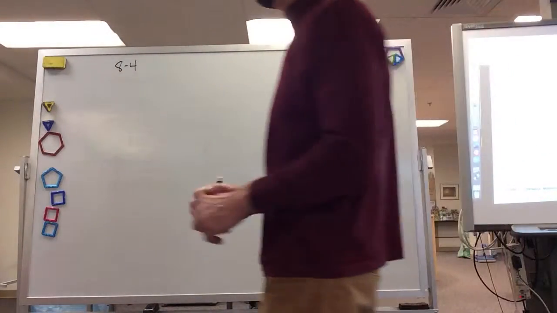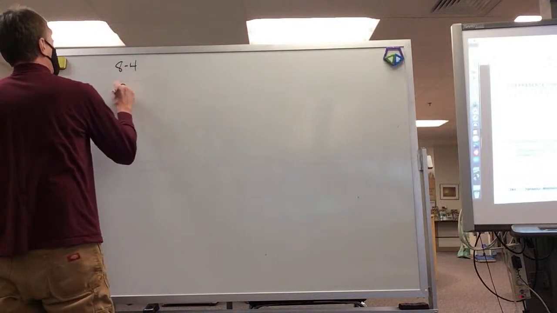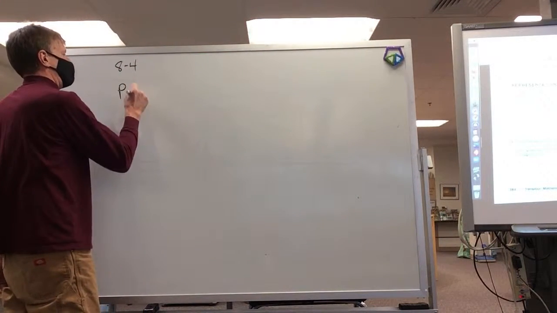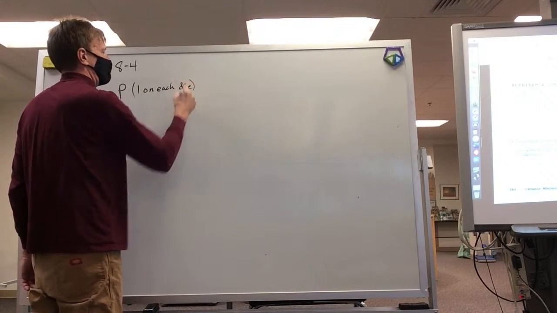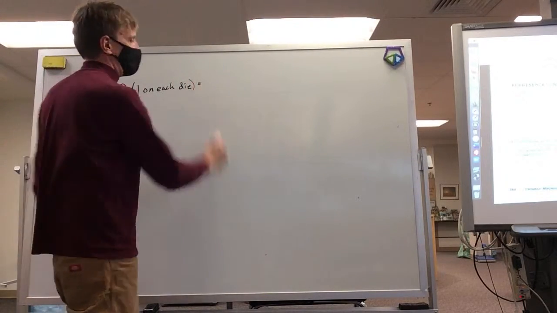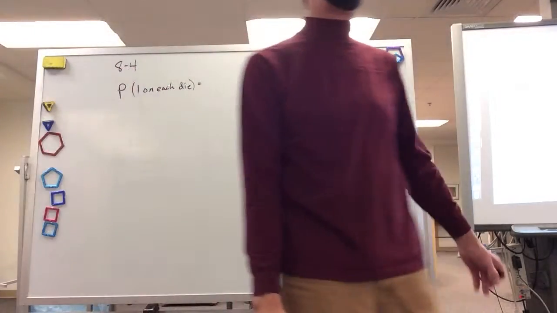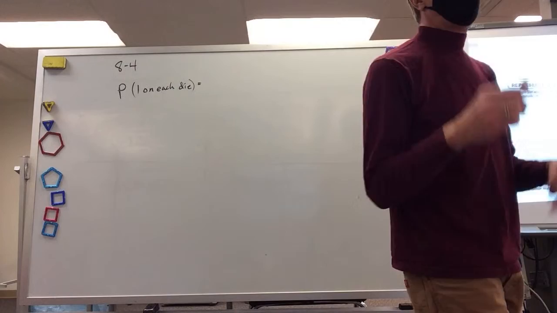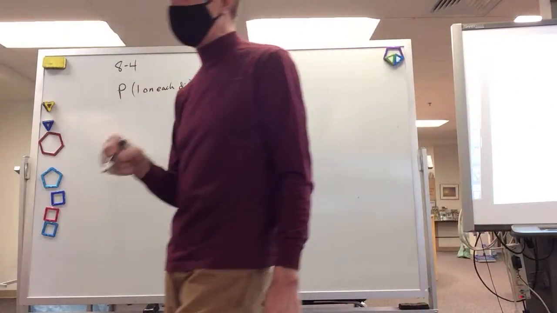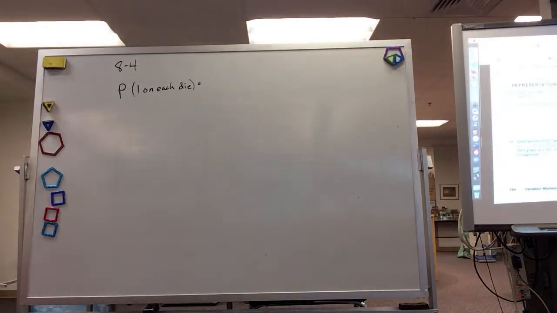You have 2 die. What's the probability of getting a 1 on each die? Hold on. Stop. I want you to think about this quietly. And I'd like you to see if you can come up with a pattern for how to mathematically determine this. And do it on your own.